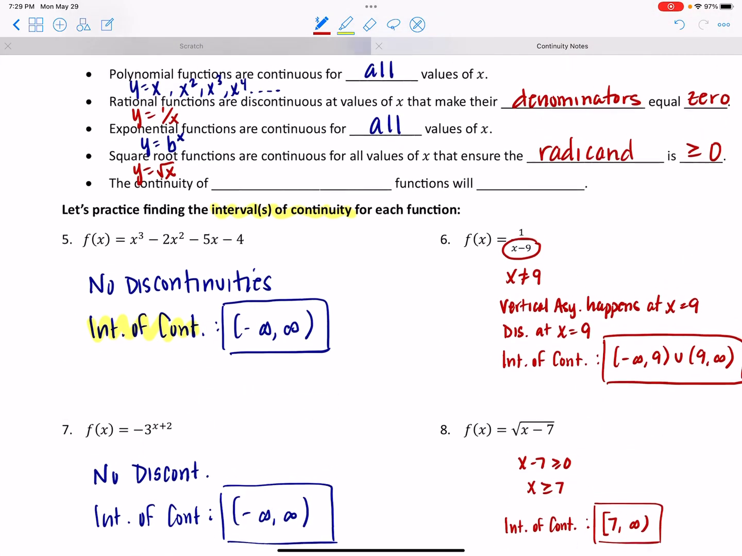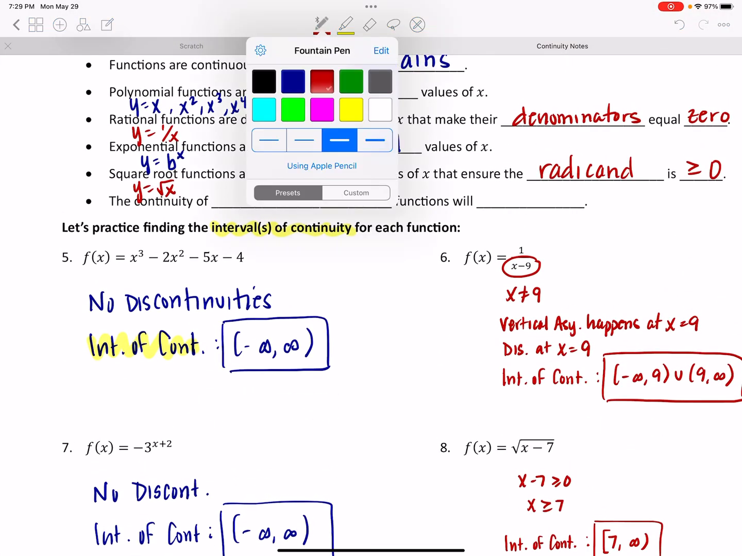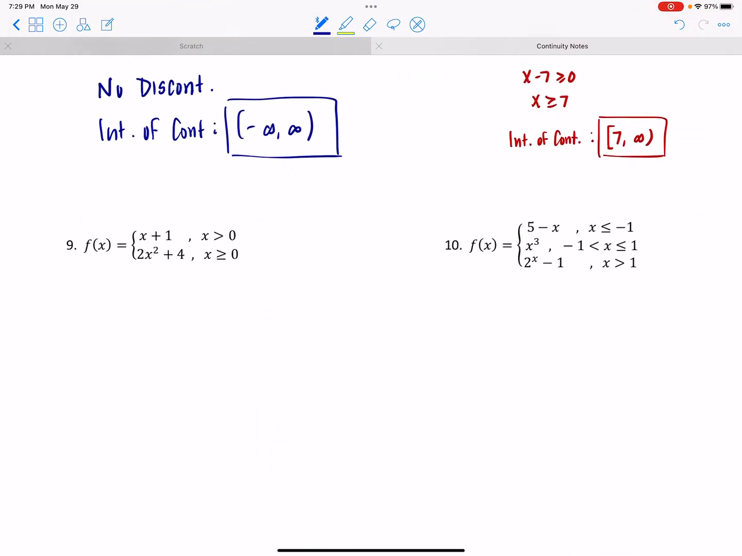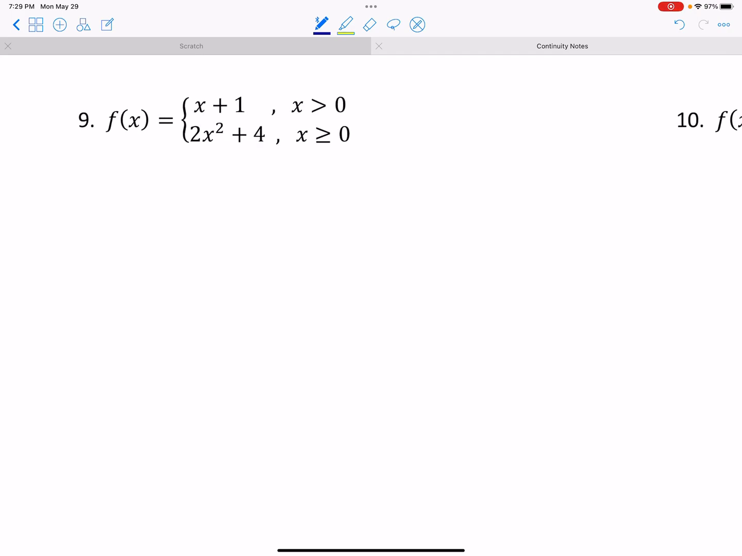So we really just have to be careful with our piecewise functions. The continuity of the piecewise, which is what we're going to see in the last two examples, will vary depending on what the pieces are and what the domains are for each of those pieces. So let's look here. Now, I know what these functions look like. I even know what this piecewise function looks like.